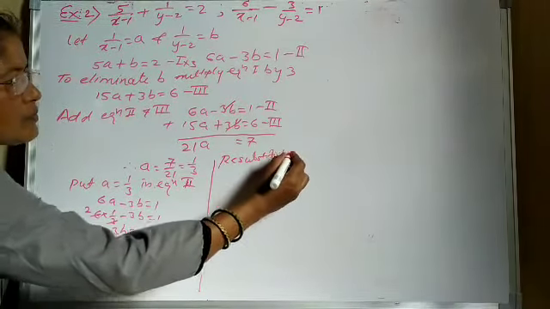Now to eliminate b, add equation 3 and 4. So a plus b is equal to 3, equation number 3. a minus b is equal to 1, equation number 4. So just cancel this b. a plus a, 2a is equal to 4. So a is equal to 4 by 2, that is 2.